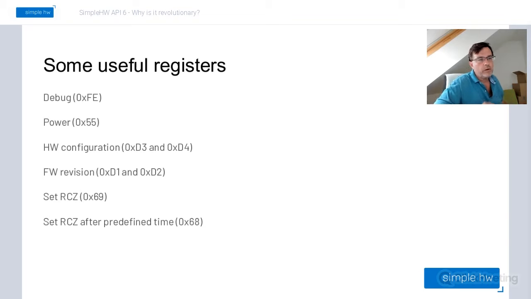We have some useful registers. One is the debug register. Basically, when you send this FE plus the addresses, it gives you back the values of the current registers, either the factory default ones, or your custom settings that you recorded to the device. So you can read the values that are recorded in the devices through this register or through this downlink.